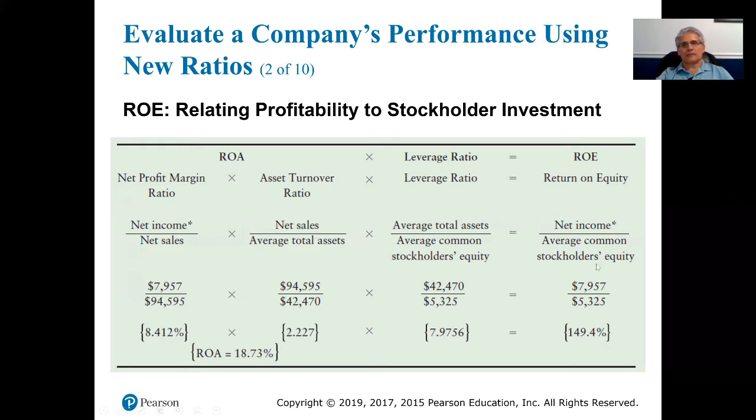Or we could have simply just taken the net income of 7,957 and divided it by the average common stockholders' equity of 53.25, because this canceled out here, and this canceled out that. What's remaining? This divided by that. That's 7,957 divided by 5325, and that will give you 149.4%.